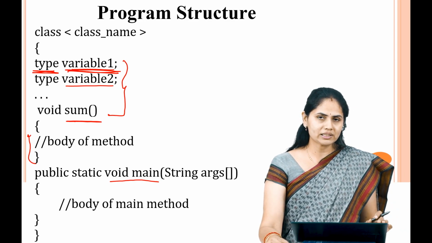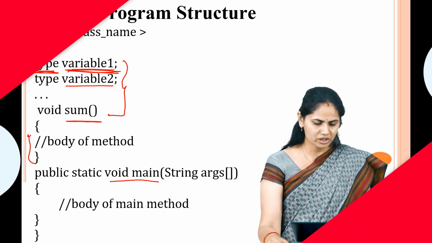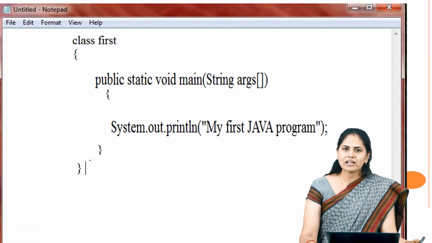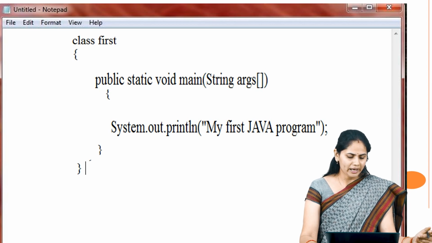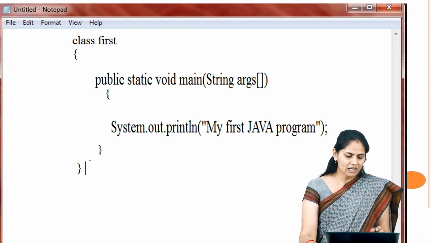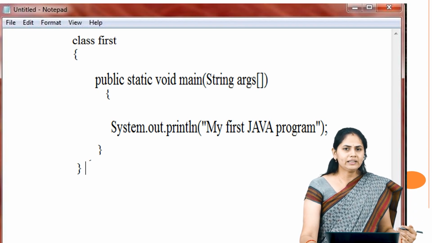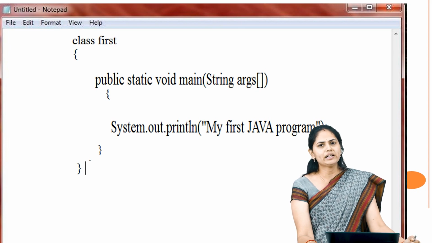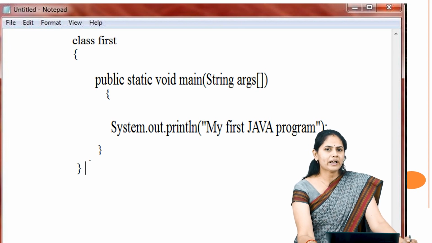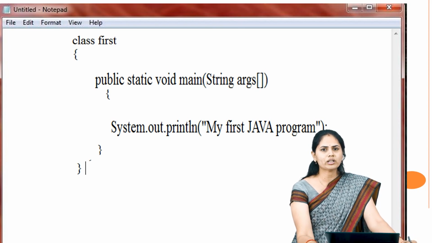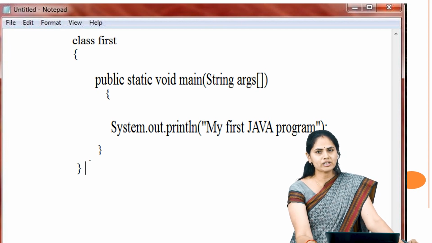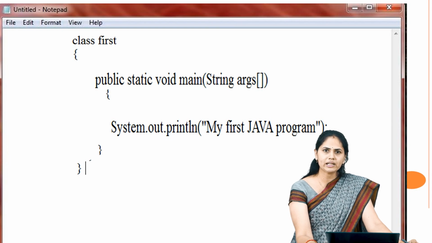Now, we will see the description of this main function. I am taking the same example which we have already discussed in the previous video. Here we have created a class with the name first. So, first is the name of the class. In this class we are simply defining a main function, and by giving the statement system.out.println, we print "my first Java program" on the screen.